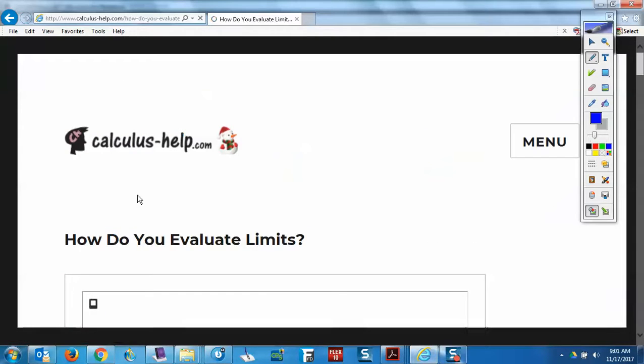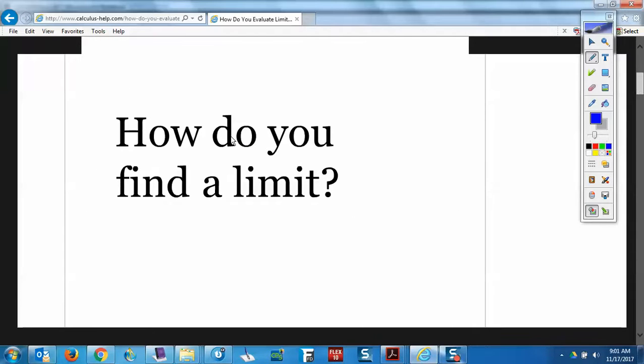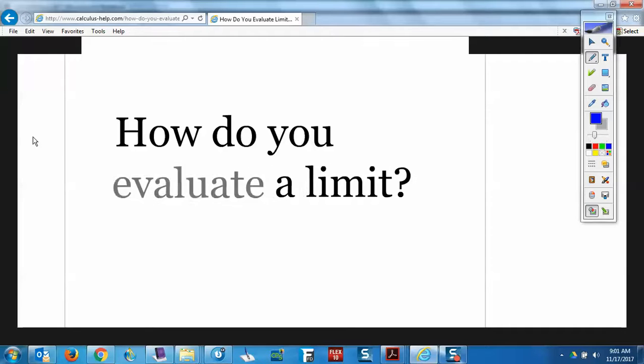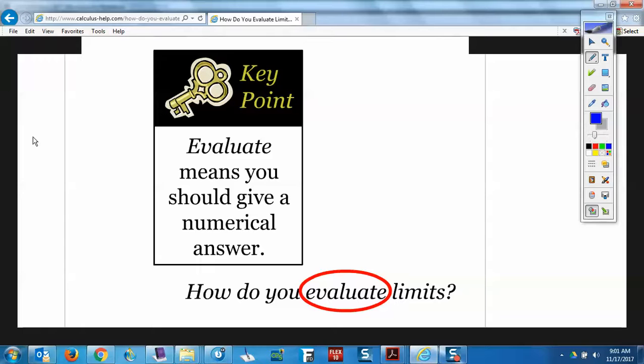And then finally, finding limits, especially when you don't have a graph, to look at whether a limit exists. The next logical step is to try to figure out what the heck that limit is. So that's what we'll be focusing on in this section. How do you find a limit? The fancy word for finding the value of a limit is evaluate. So when you see the directions evaluate, basically you should be expecting to get a numerical answer.